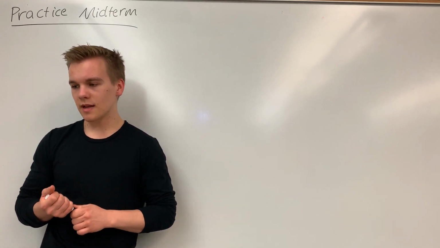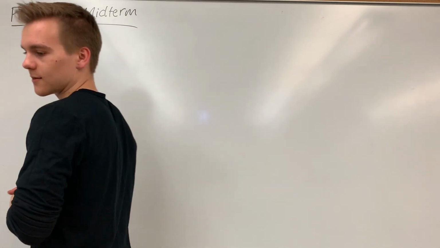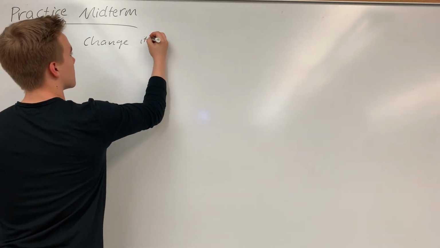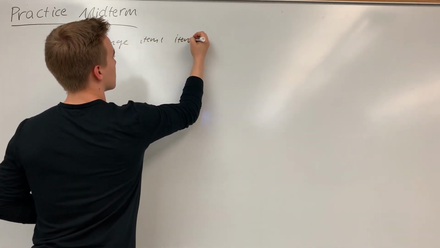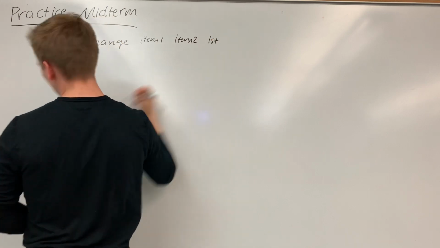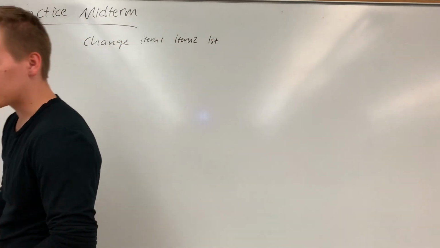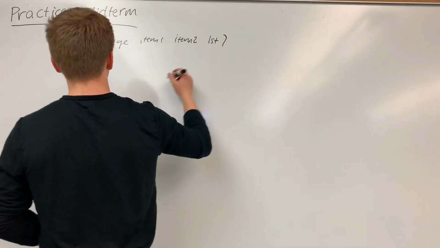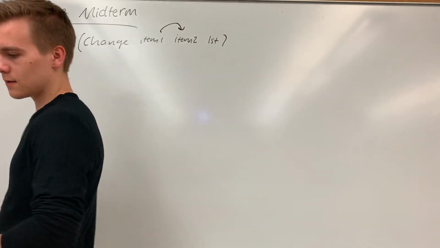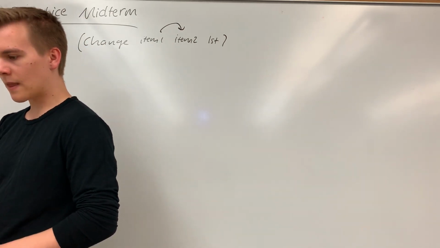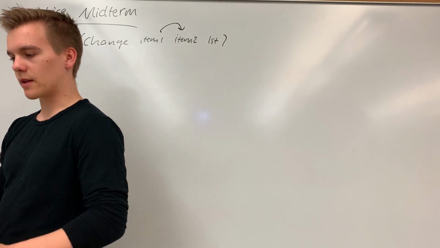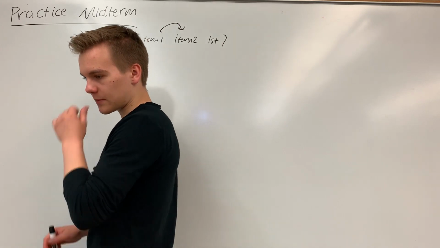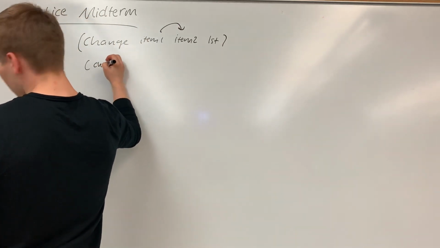The first problem here is 1A. It says, define a Racket procedure, change item1 item2 list, that changes every top-level occurrence of item1 in list to item2. Okay, that makes some sense, right? Item1 goes to item2. Use only these built-in Racket procedures. I don't plan on using anything else. Do not write auxiliary procedures.